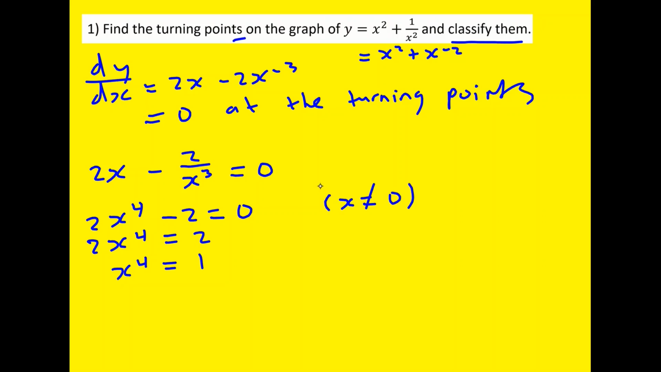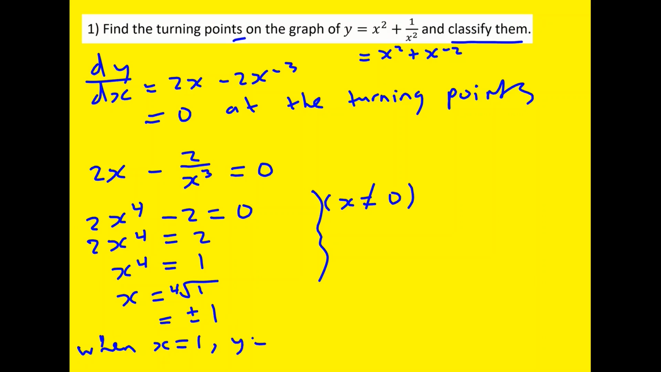This technically still holds throughout. Okay, I can take the 4th root of 1, and we're only dealing with real numbers here, so there are 2 answers, plus and minus 1. When x equals 1, I need to find the value of y now, because it's the turning point, so just put 1 into here. 1 squared plus 1 over 1 squared, that's just going to equal 2. So I get 1, 2 as my first turning point. When x is equal to minus 1, it's actually the same thing. y is equal to 2 again.